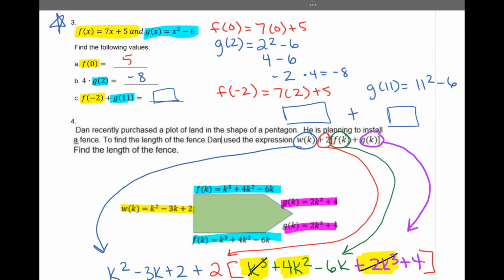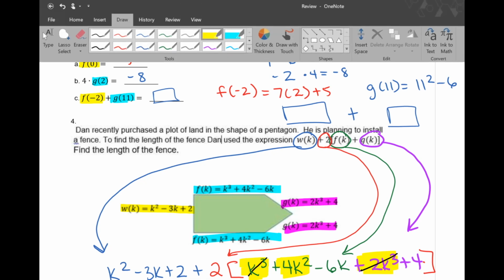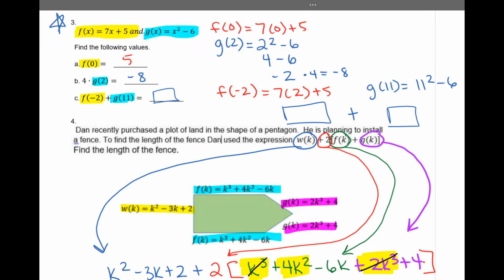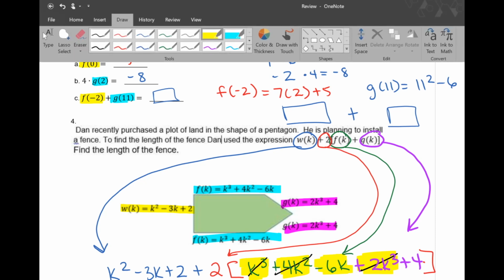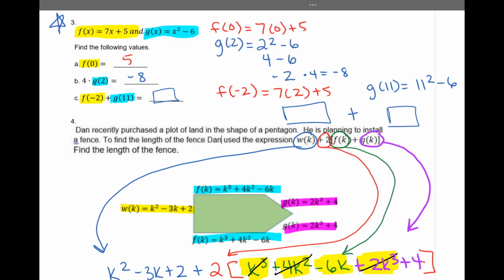4k squared. Well, is there another 4k squared? No, so I just got to leave it plus 4k squared. I cross out. Next one is going to be negative 6k. Well, there's no other k in parentheses, so I'm just going to do negative 6k. Cross it out. Notice that you are only left with plus 4. So I'm going to leave it as plus 4.